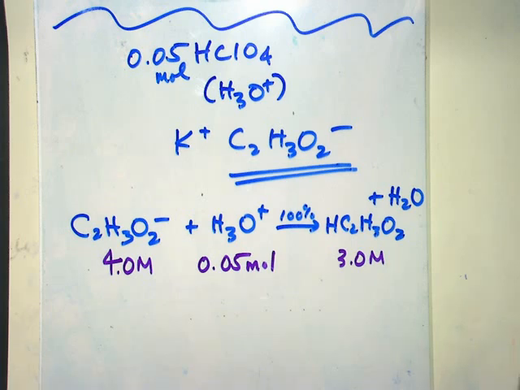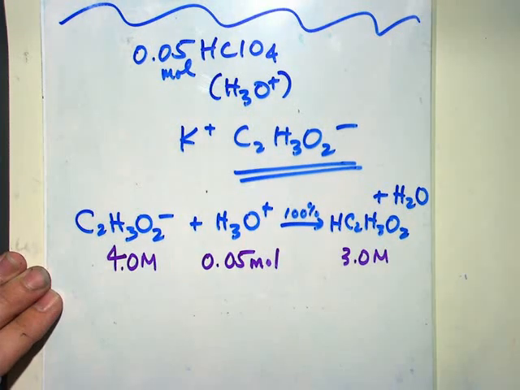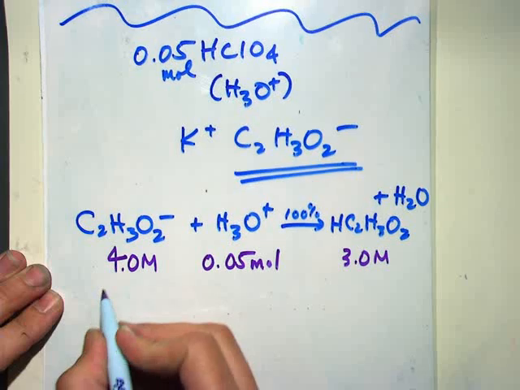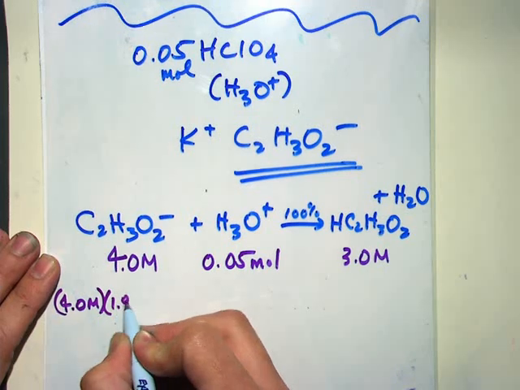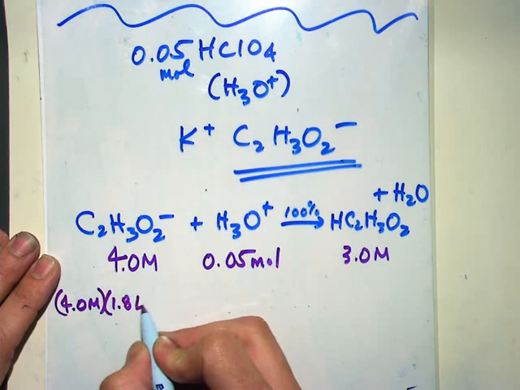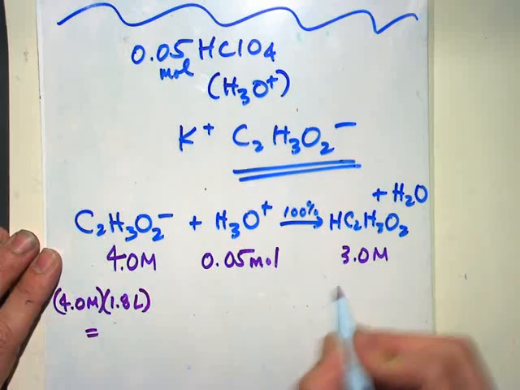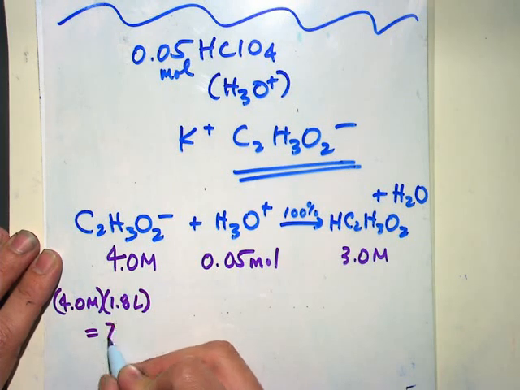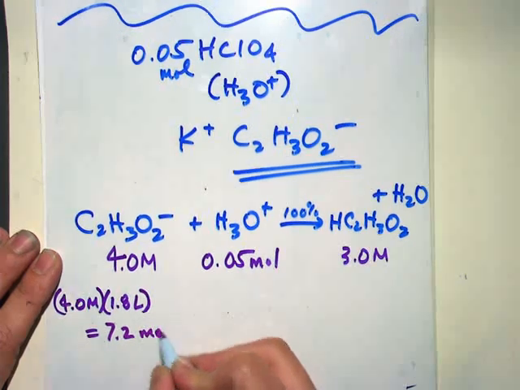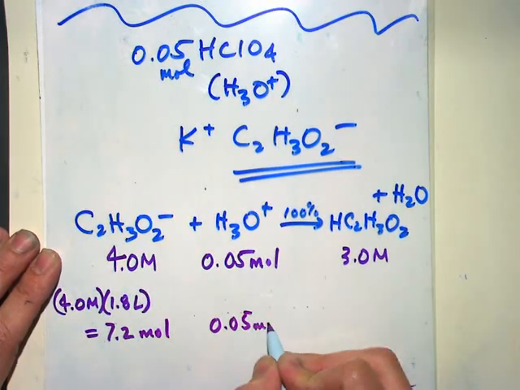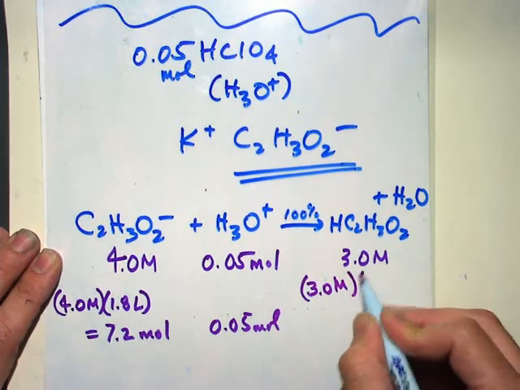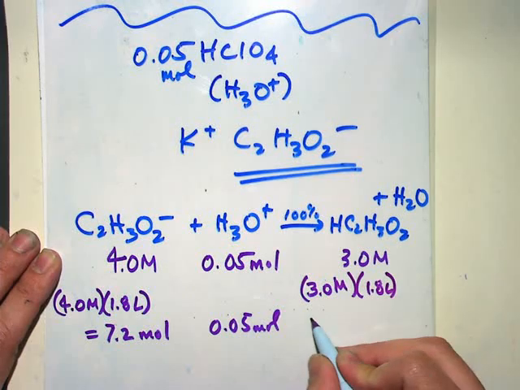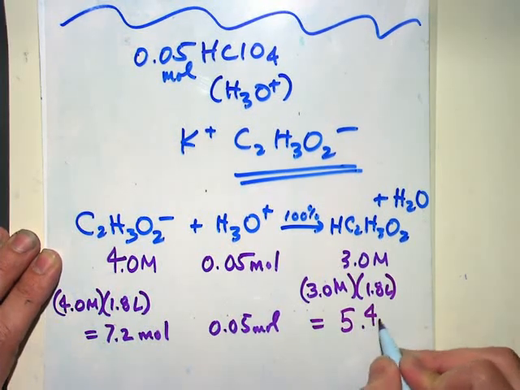So some crazy person gave me 1.8. So I need to go 4 molar, times 1.8 liters, which gives me a certain amount of moles. Unfortunately, I cannot do this in my head. I need that number. What is it? Nice. 7.2 moles. This was 0.05 moles. And then I have 3 molar times 1.8 liters, and that is 5.4 moles. Now I subtract off the limiting reactant, the one that's smaller.